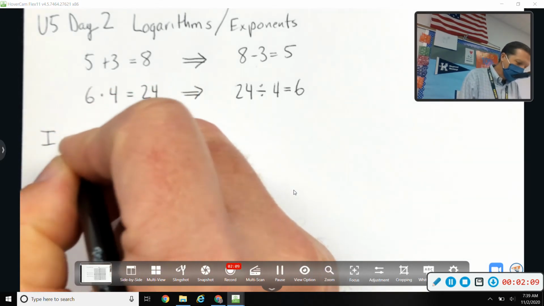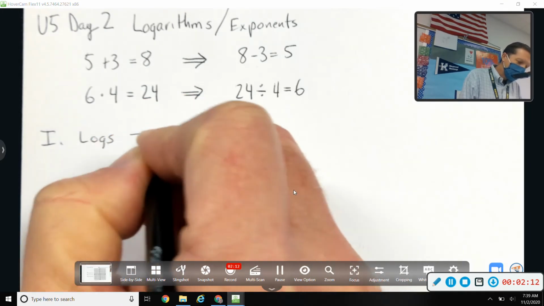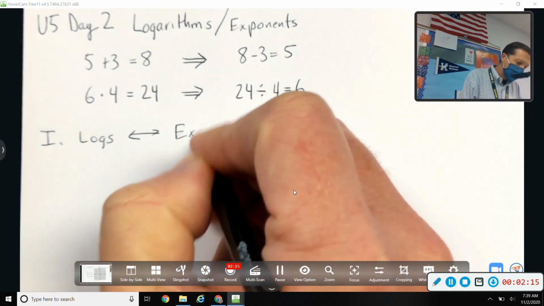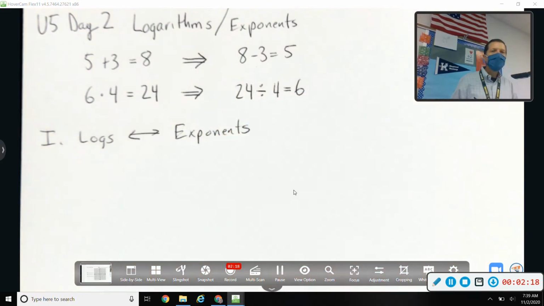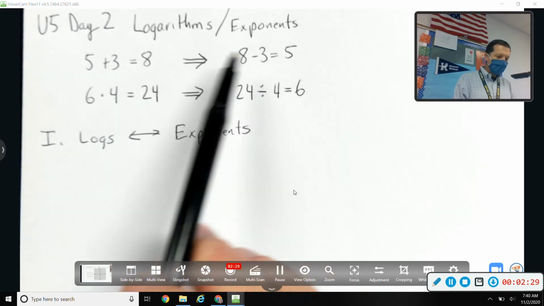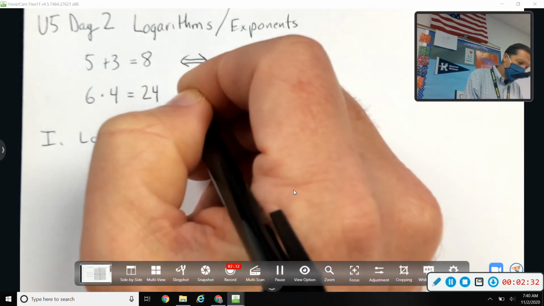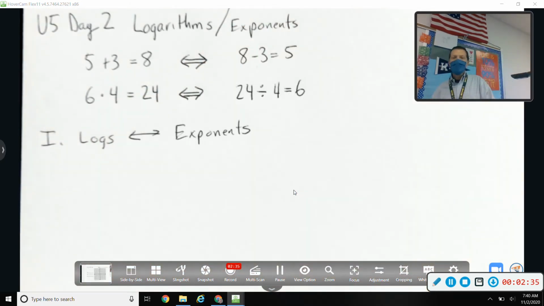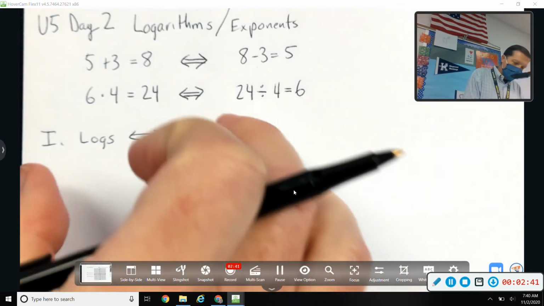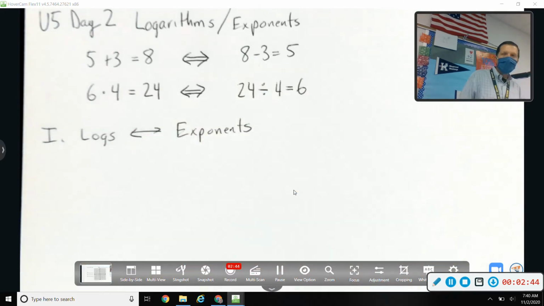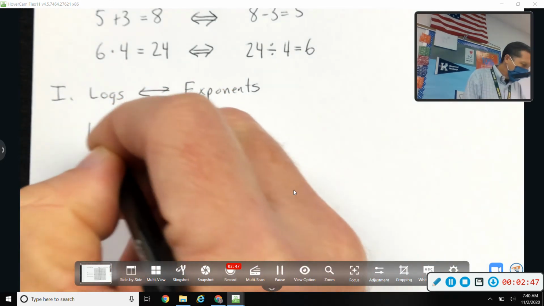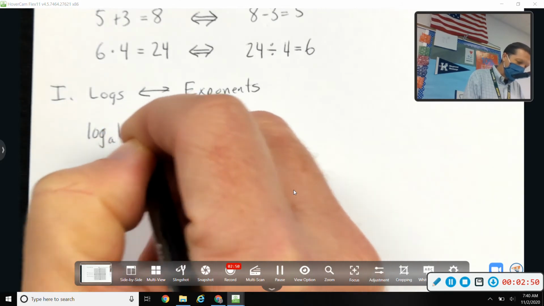And so the first thing we'll look at is how to translate in between logs and exponents. How to take a log expression and rewrite it as an exponent expression. Or the other way around, how to take an exponent expression and write it as a log expression. Just like you did with adding and subtracting, multiplying and dividing. You know how to go back and forth between those. That's what we're going to do. So we're going to end up with a column of log statements and a column of exponent statements. We'll start with one that's just super generic with just letters in it.